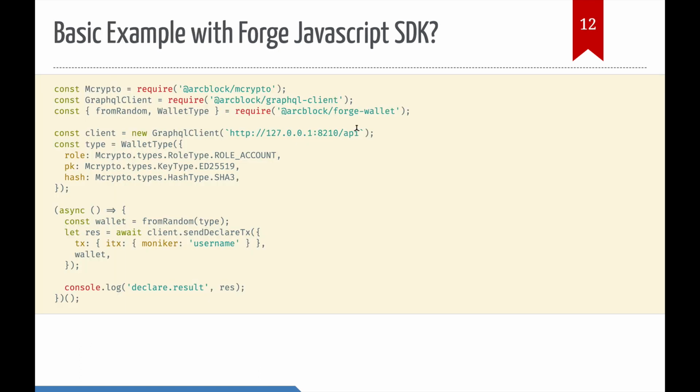Here is a basic example with Forge JavaScript SDK that creates a user on ABT Node. We are using mCrypto, Forge Wallet, and GraphQL client packages in this example. First, we create a GraphQL client, then we generate a random wallet, and call the send declare transaction API from the client with the wallet. Then we can see the transaction hash as the result.